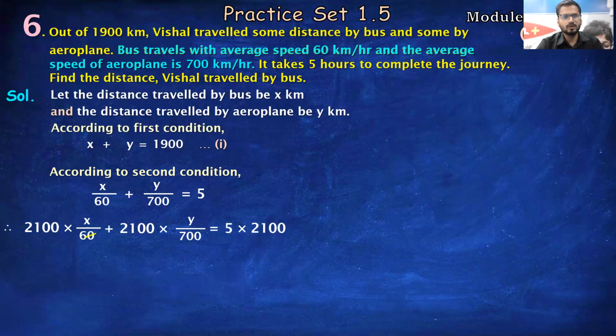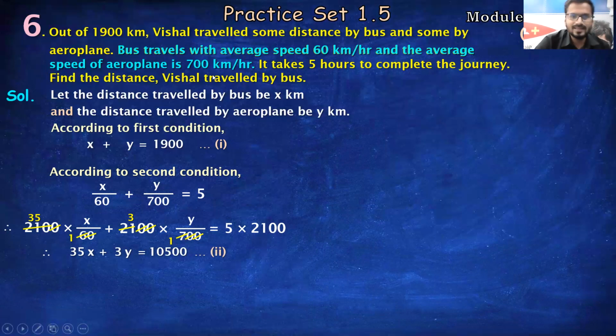So the 00s you can cut, and 6 1s are 6 and 6 35s are 210. The 00s you can cancel, 7 1s are 7, 7 3s are 21. So on the left hand side you have 35x plus 3y is equal to 10500. Fine. Now these are your two equations, students.